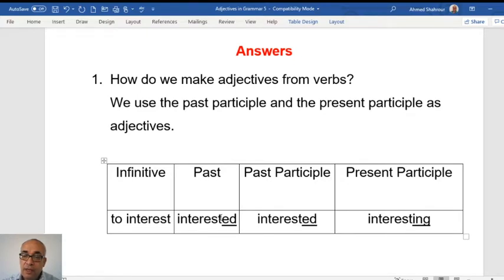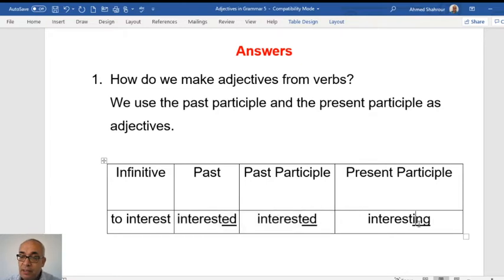So interested is the past of interest. Interested is not infinitive. Why? Because I add ed to it. Interested again is the past participle of interest. So if you look at these two, the past and the past participle look the same if the verb is regular.